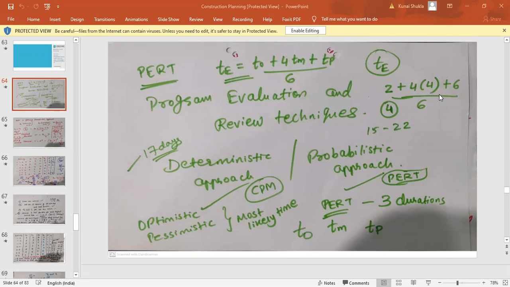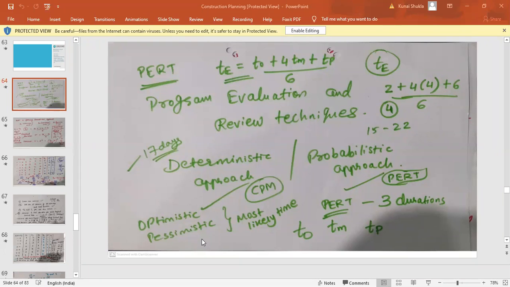A similar calculation is shown here. Suppose TO is 2, TM is 4, TP is 6. So 2 plus 4 into 4 plus 6, divided by 6. Your TE, that is the expected time, is equal to 4. This is how you calculate one time duration, the expected time, from the three values that are given to you. So TO plus 4TM plus TP divided by 6 will give you the expected time in the PERT method.